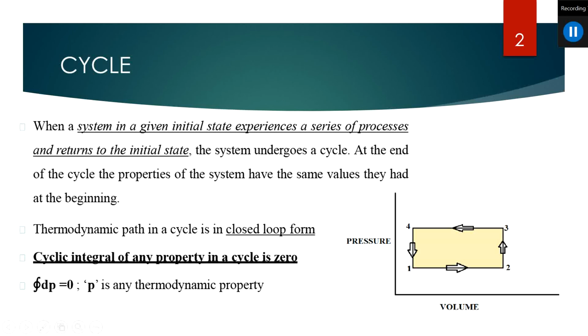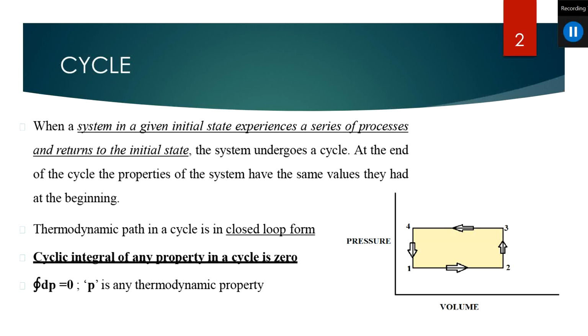And the thermodynamic path in a cycle is in closed loop form. That means it is a closed loop, 1, 2, 3, 4 and 1. So a thermodynamic path in a cycle is a closed loop.